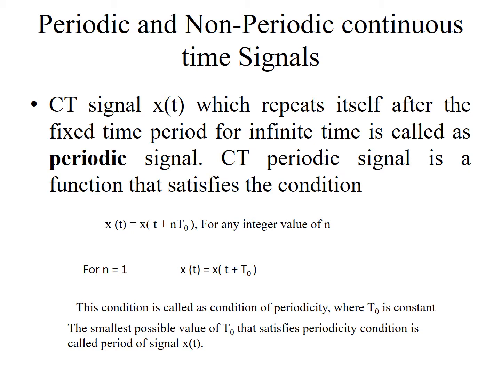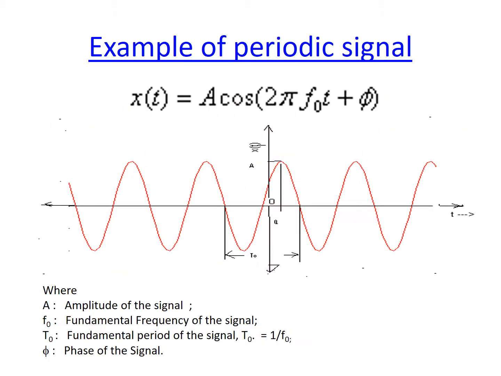Its mathematical representation is x of t equal to x of t plus n times T0, for any integer value of n. For n equal to 1, this relation becomes x of t equal to x of t plus capital T0. This condition is called the condition of periodicity, where T0 is a constant. The smallest possible value of T0 that satisfies the above condition is called the period of the signal x of t, or the fundamental period.